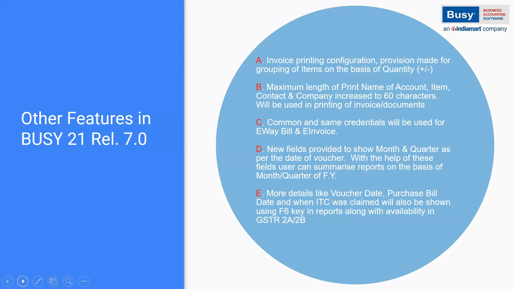E-waybill and e-invoice, separate credentials were asked. Now this common credential will be asked, and you can select what your default GSP is, or you want BG to choose automatically. These things are provided. In reports, month and quarter fields are provided. You can add a custom column of the month and the relevant quarter, so that based on that you can do the summary. And for GST ITC tagging, you want to check the status. Now the voucher date, purchase bill date, and everything will be shown using the F6 key.